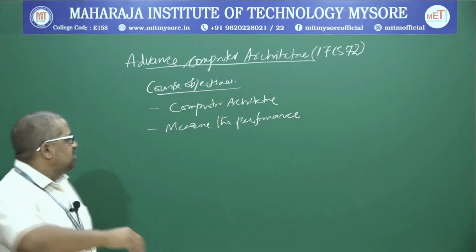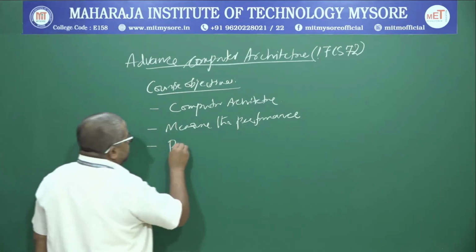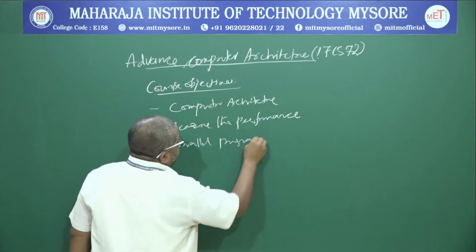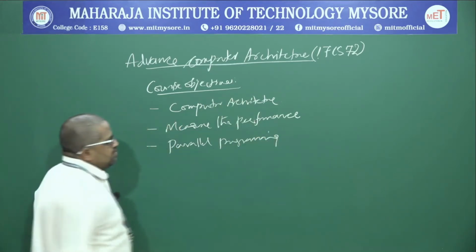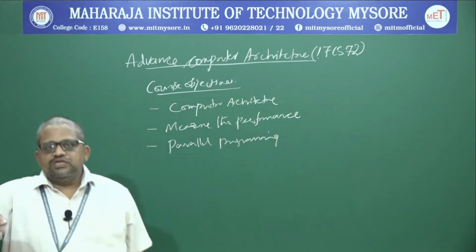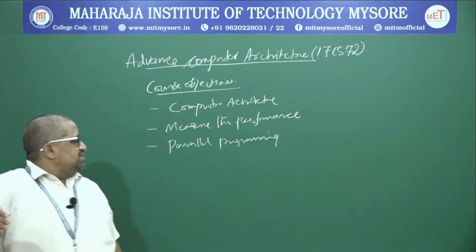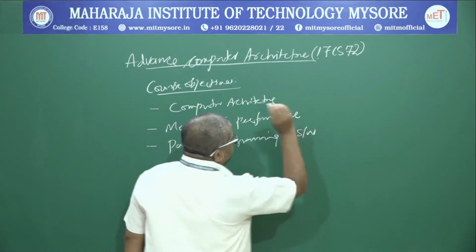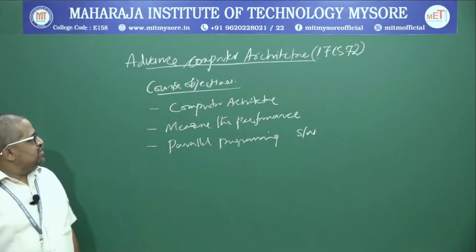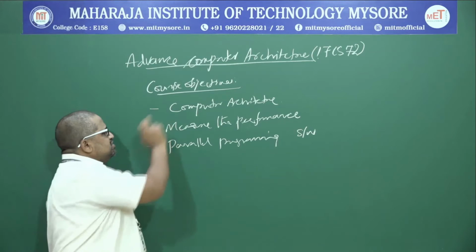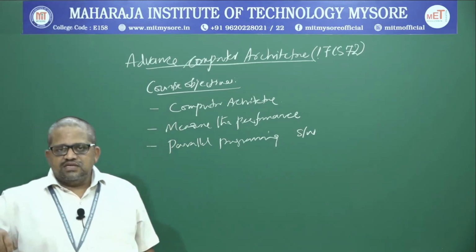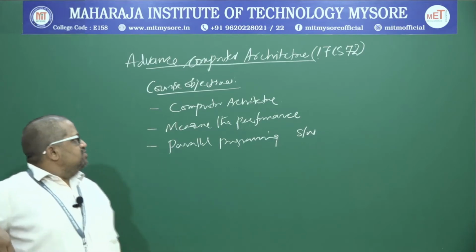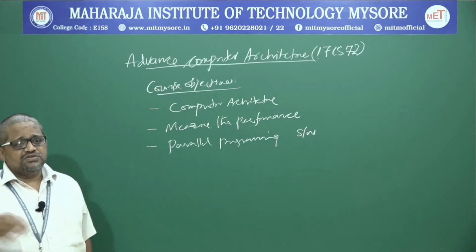And the third one is you are going to look into parallel programming. The parallel programming concept is also looked into, but here we are going to look into the same architecture from a software point of view. From a software point of view, the first two probably look into the hardware issues. The third objective is going to look into the software issues, right? Now these are the course objectives that you are going to study.